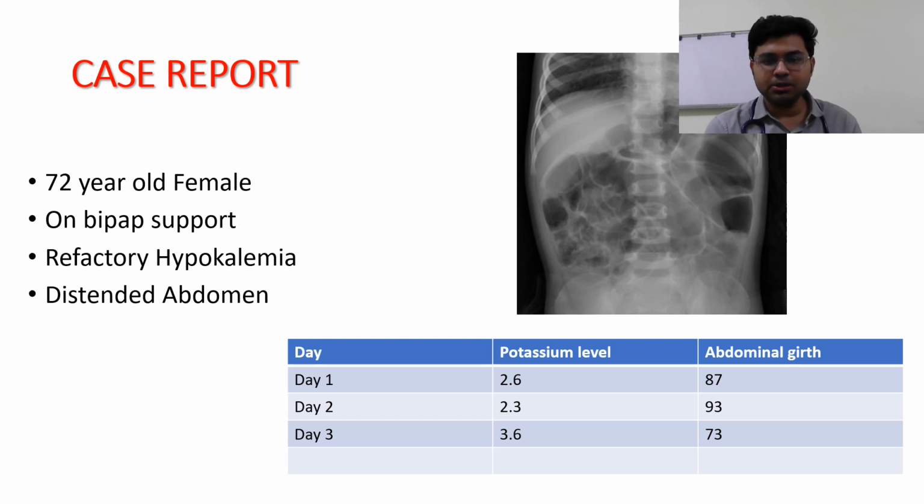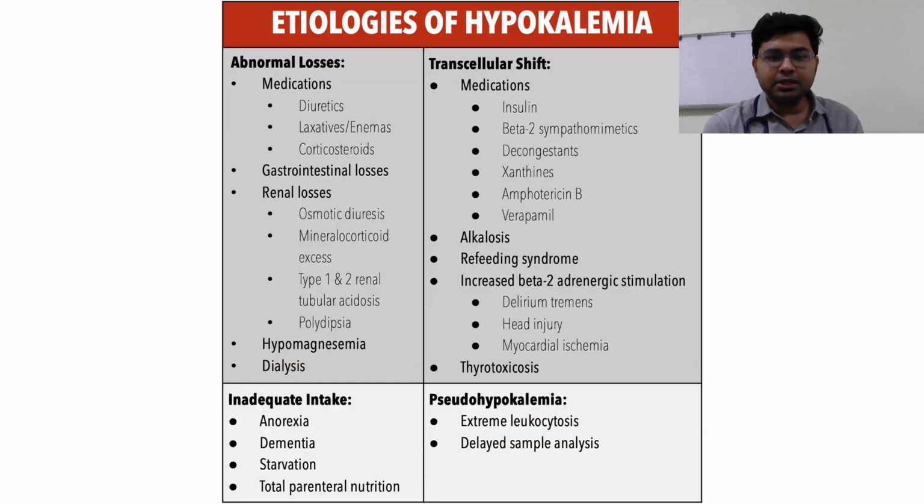And her abdominal girth was increasing. So she was later diagnosed to have a refractory hypokalemia. So how to manage such cases? Firstly, the etiologies of hypokalemia.